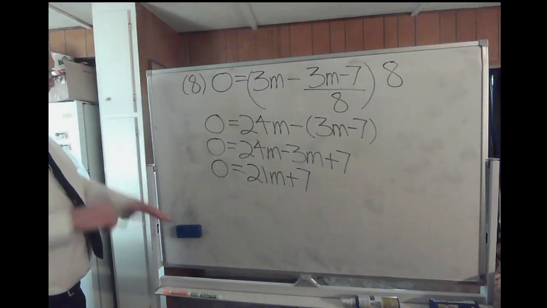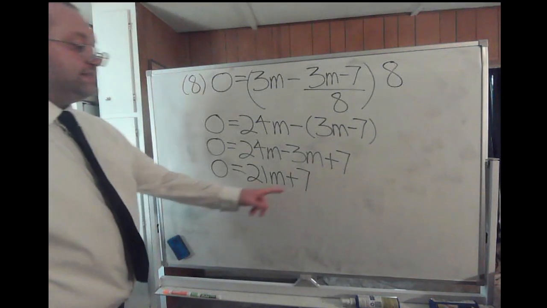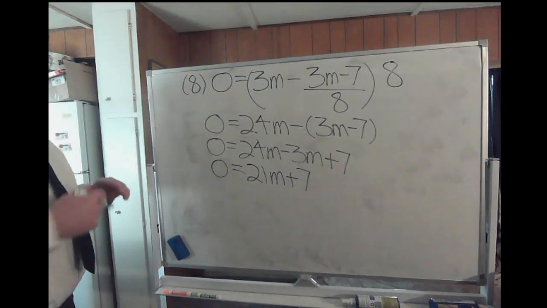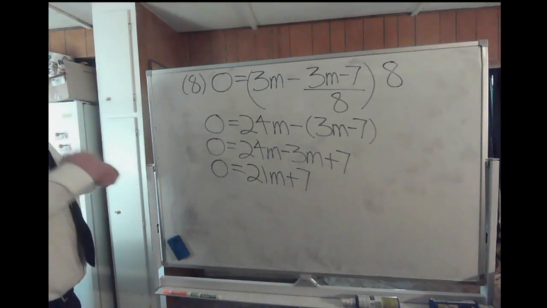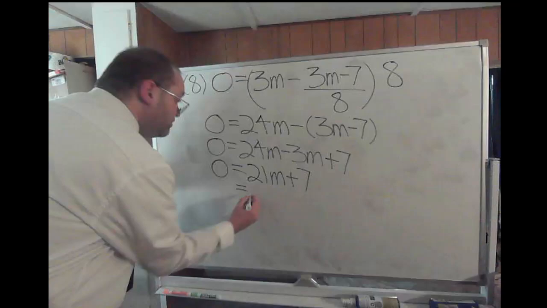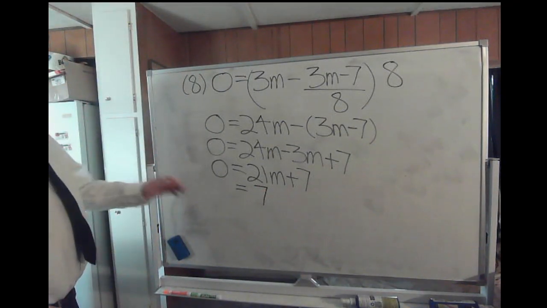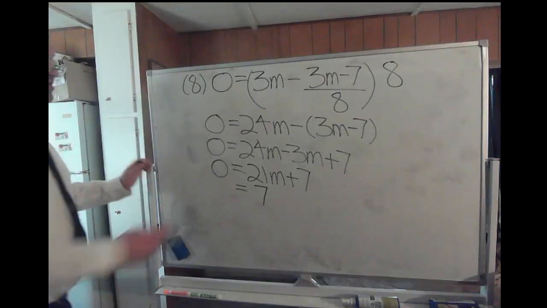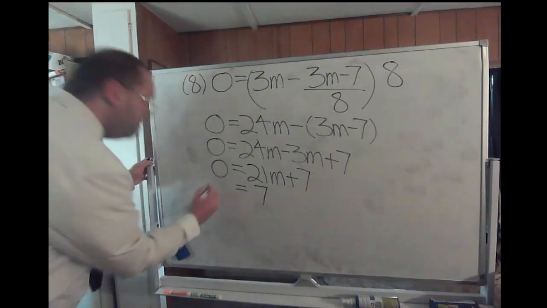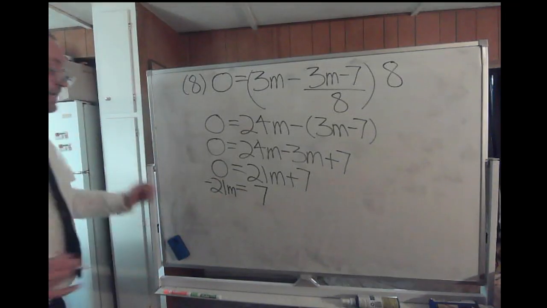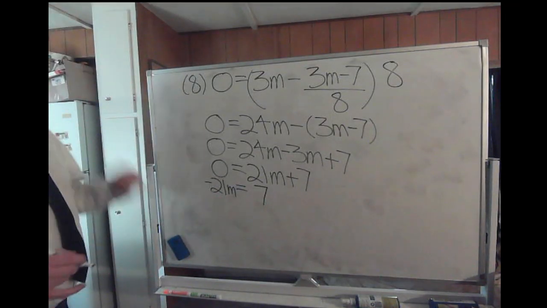Well, I think it's safe to say we want to get that 7 by itself on the right hand side, do we not? So what you have to do is subtract 21m from the right hand side. If you do that, you do in fact get 7 by itself. But what you do to one side, you got to do to the other. So 0 minus 21m, that's going to be negative 21m. Now you have negative 21m equals 7.